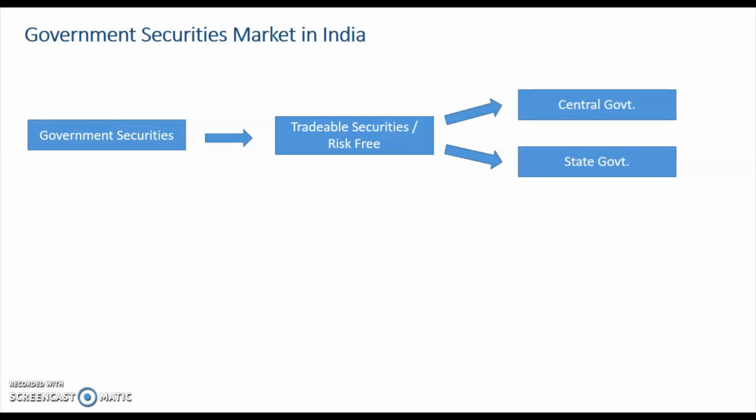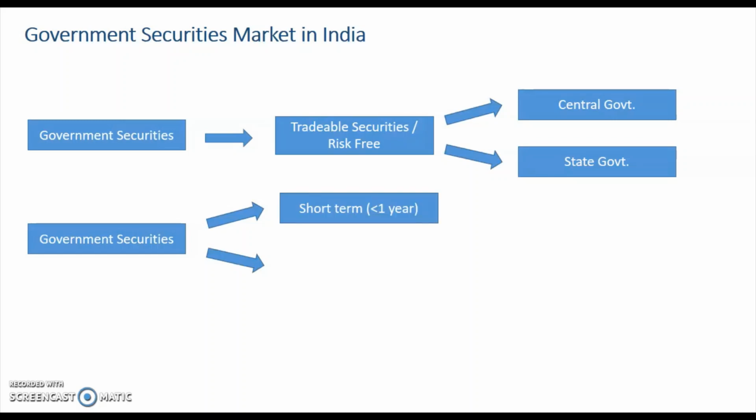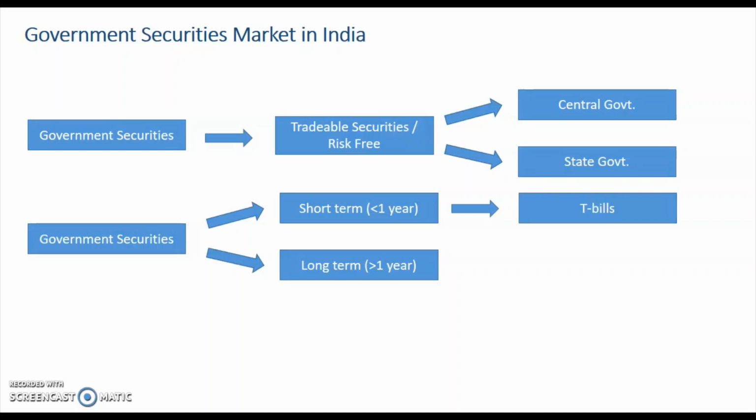Now, a better method to classify government securities is based on their maturity. We can simply divide them into two buckets: short-term instruments and longer-term instruments. Short-term instruments have a maturity of less than 1 year, while long-term instruments have a maturity of greater than 1 year. As examples of short-term instruments, we have T-bills. There are other short-term instruments like cash management bills, but these are various formats of T-bills and carry the same properties. Coming to an example of a long-term government security, it is the government bond, or any dated security issued by the government.